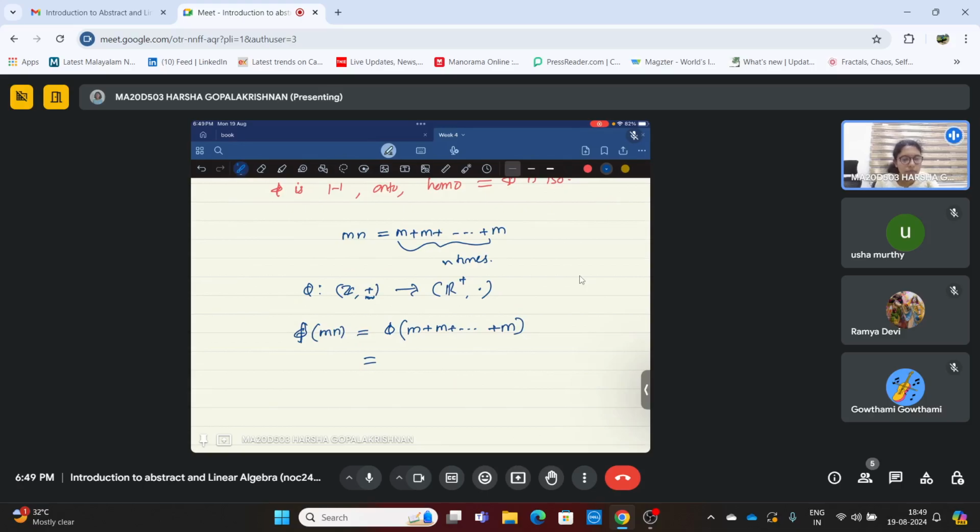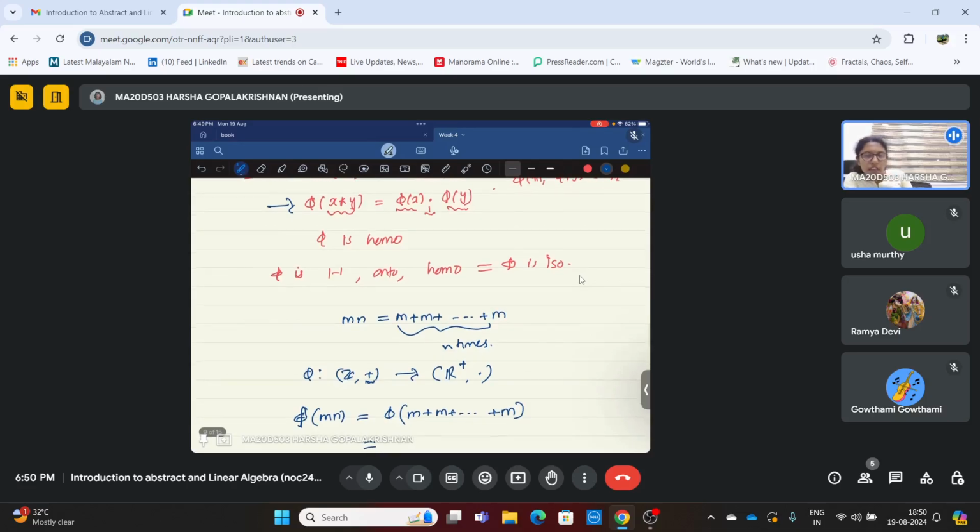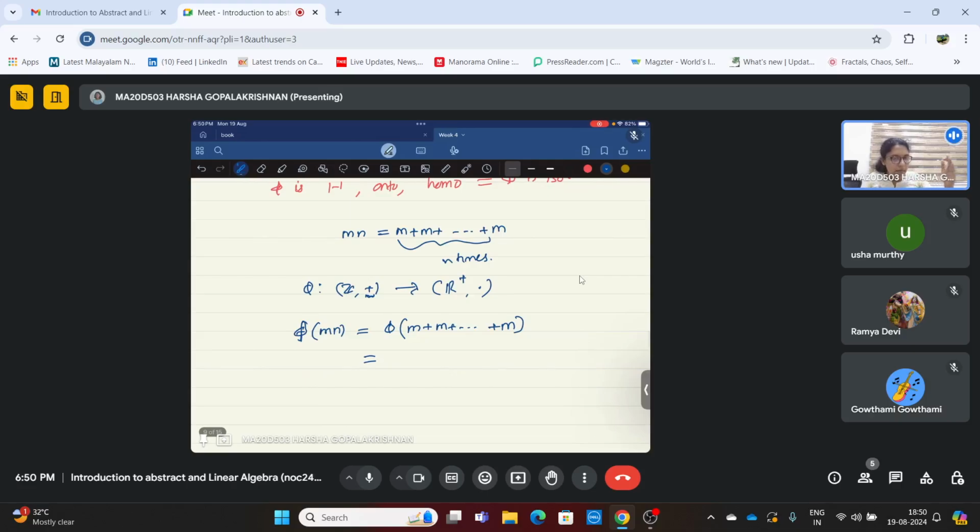Can anyone tell this one? What is phi of m plus m plus? This is the condition for homomorphism: phi of x star y equals phi of x dot phi of y. The dot is coming from the second group. Here phi of m plus etc. plus m, where plus is coming from the first group, and it is going to R plus under multiplication. So it should be phi of m dot etc. phi of m. This is the operation in G2, or R plus.